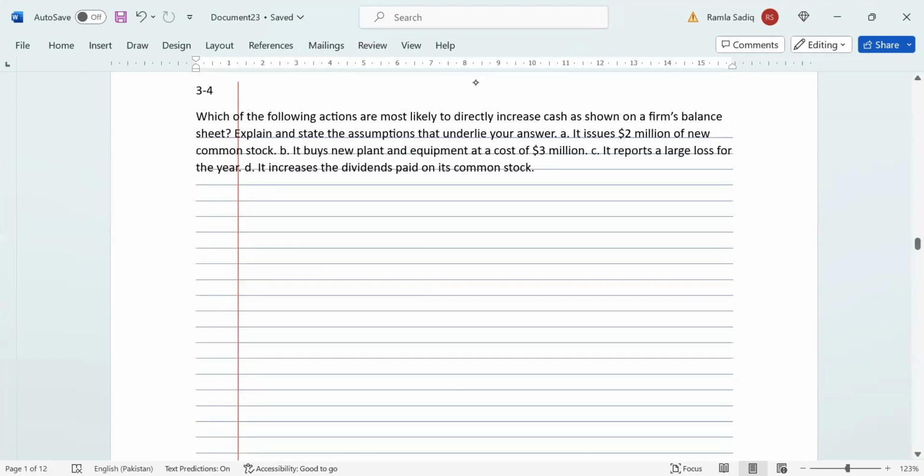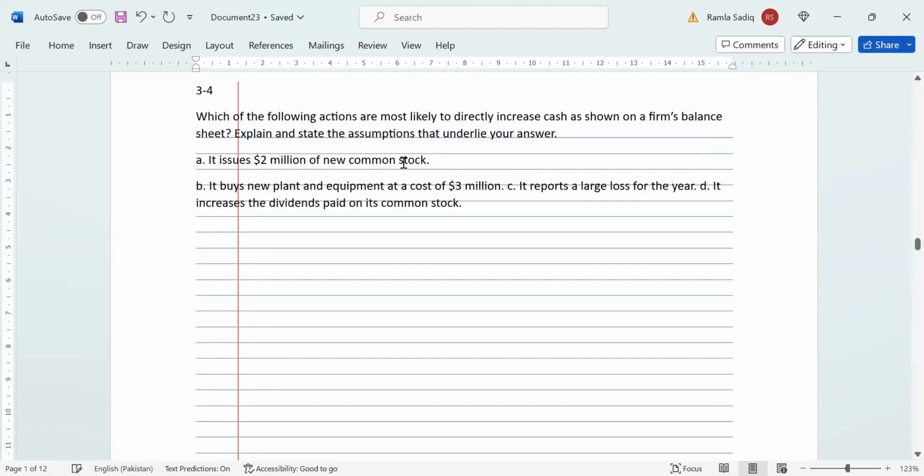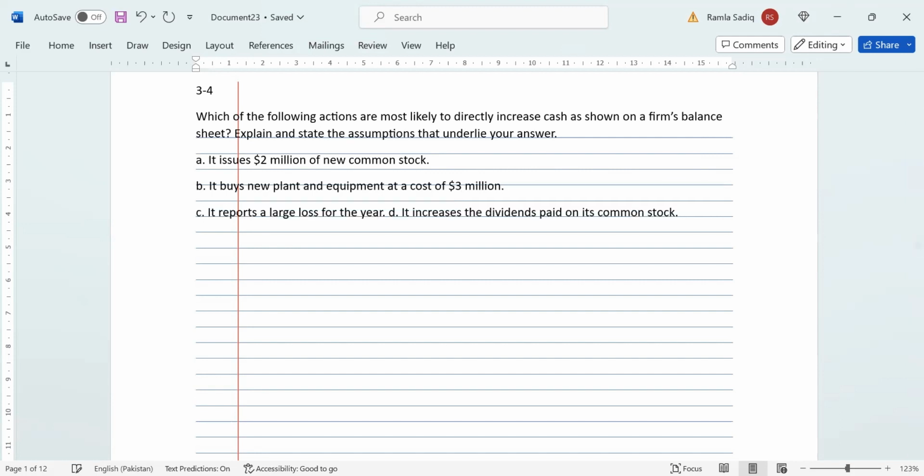Now, the next question here says, which of the following actions are most likely to directly increase cash as shown on a firm's balance sheet? Explain and state the assumptions that underlie your answers. All right, let's flip this up a little bit so that we can actually analyze each statement individually. So we've got A, B, C, and D.